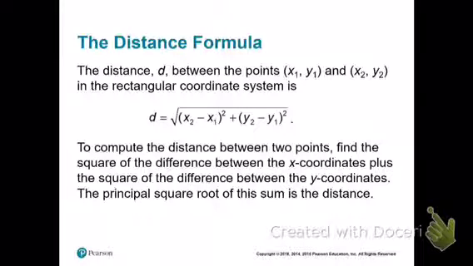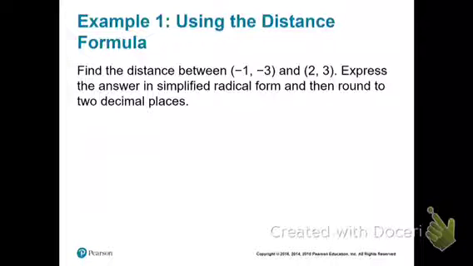Okay, so here we had our distance formula, right? D is equal to the square root of x2 minus x1 squared plus y2 minus y1 squared. Use that if you've been given 2 points. All right, so example 1 says to find the distance between (-1, -3) and (2, 3). Express the answer in simplified radical form and then round to 2 decimal places.